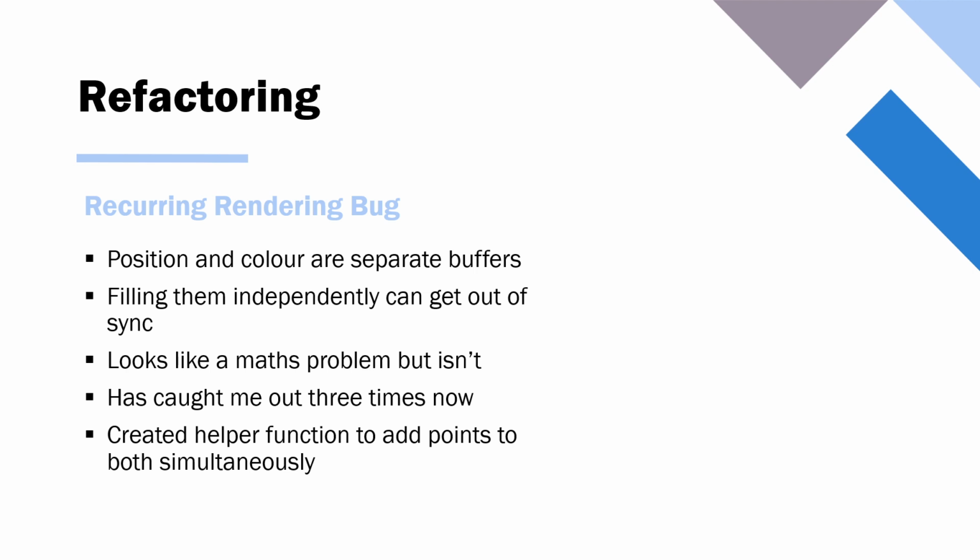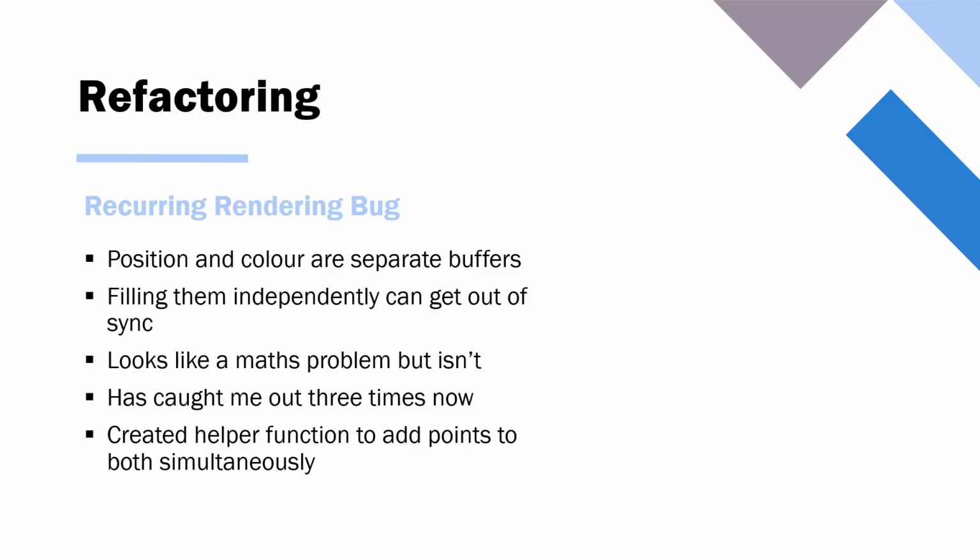I've had a recurring rendering bug where the position and colour buffers are separate, and filling them independently they can get out of sync. If you write, say, 4 vertices and 5 colours, you will have a problem where the next set of vertices have the colour from the previous vertex. Now this doesn't actually crash, it just colours things wrong, which doesn't sound like a big deal, but when you're using colours to represent things in the model, it's very misleading.